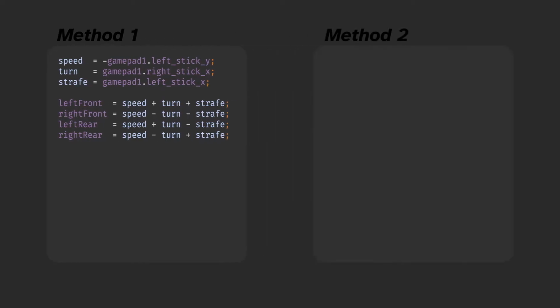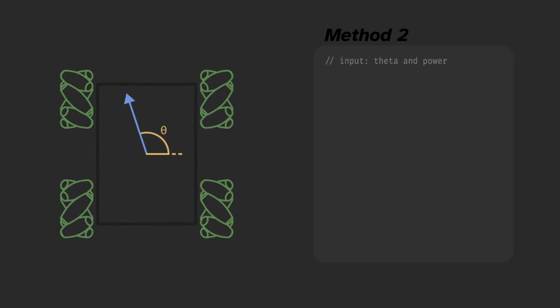The second method is more accurate and uses the angle and power as input, which is generally more useful. Suppose you have a direction you want the robot to move. This will be angle theta. Then, each wheel can be represented by a vector which shows where the wheel is moving. We just need to find the value of all these vectors so they combine to the target direction.